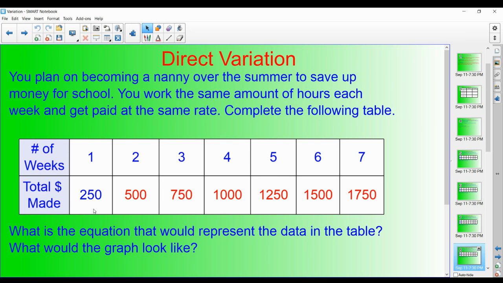Now, the equation for this is T equals 250 times W. So 250 in this case is our constant of variation. And if we multiply that by how many weeks, we get the total amount of money made. So this is a linear equation with a positive slope. Direct variation is linear with a positive slope.